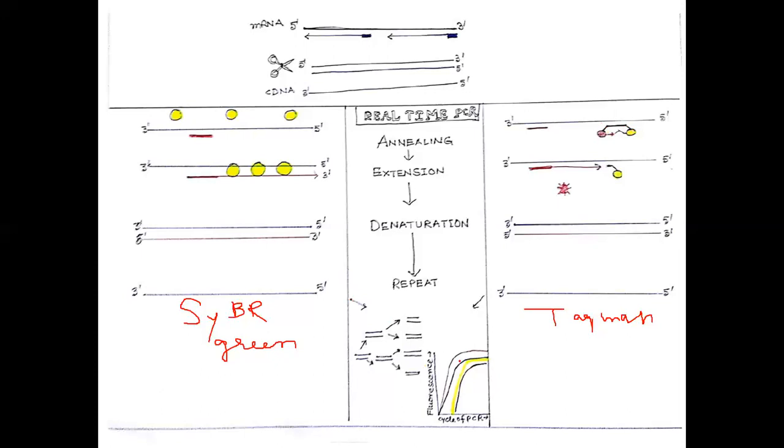As a result, you can see fluorescence intensity increasing with each cycle of PCR, and you will be confirmed that yes, your polymerization is becoming successful. This is the basic strategy of real-time PCR.